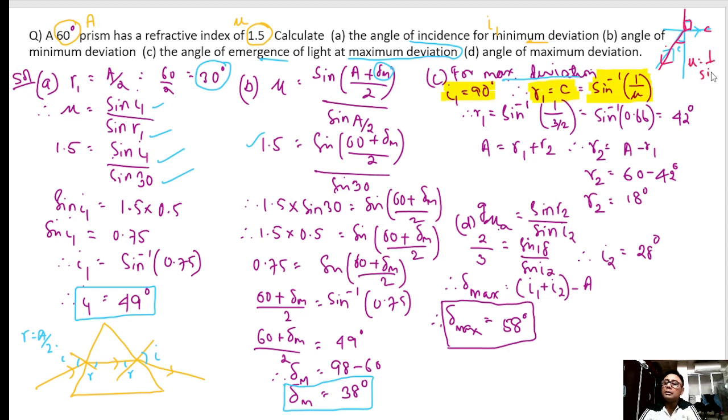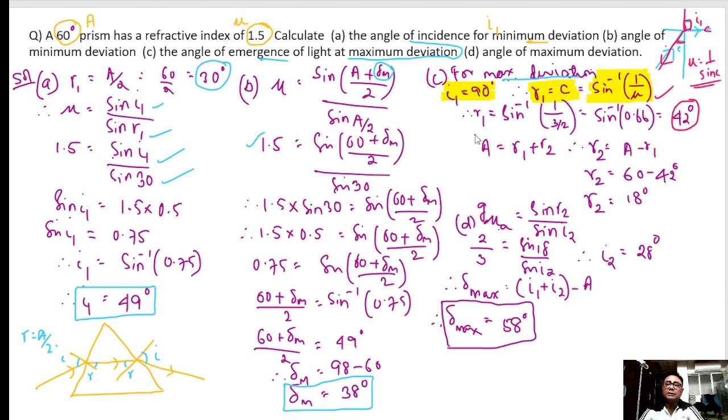And the relation of refractive index with critical angle is mu is equal to 1 by sin C. So taking that, for maximum deviation, please watch, I1 should be 90 degree and if angle of incidence is 90 degree, as I showed you, this is I1, then R1 should be critical angle. And critical angle is sin inverse 1 by mu from here. So putting these values, refractive index we know, we calculate that R1 is coming 42 degree.